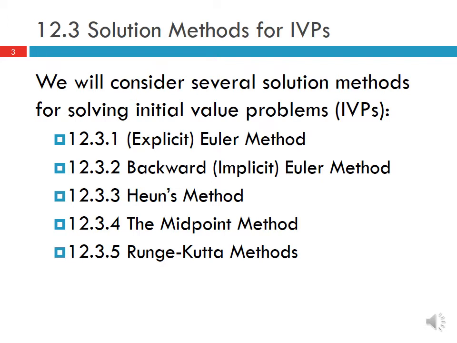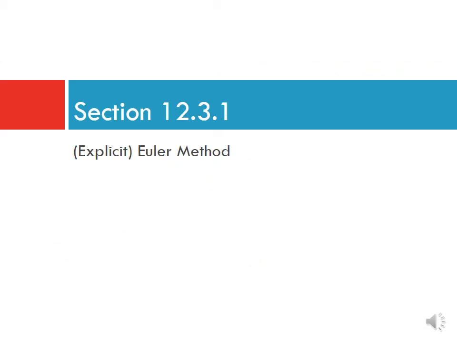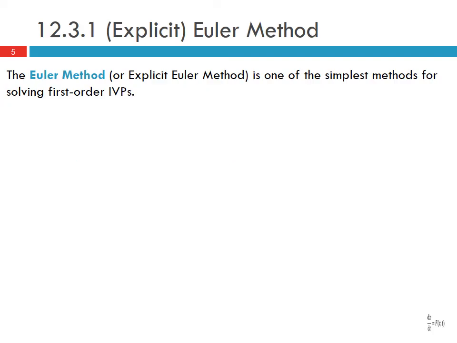and the Runge-Kutta methods. So in this video, we're going to just talk about the first one, the explicit Euler method. So this method is also just called Euler method. So the Euler method, or explicit Euler method, is one of the simplest methods for solving first-order initial value problems. So consider the IVP as shown here.